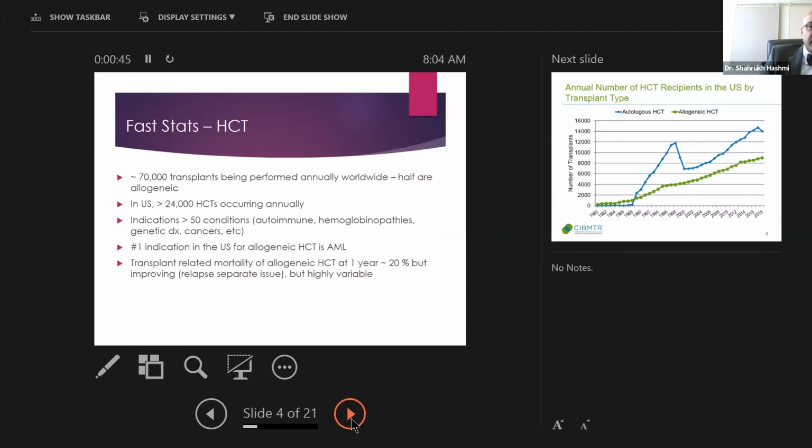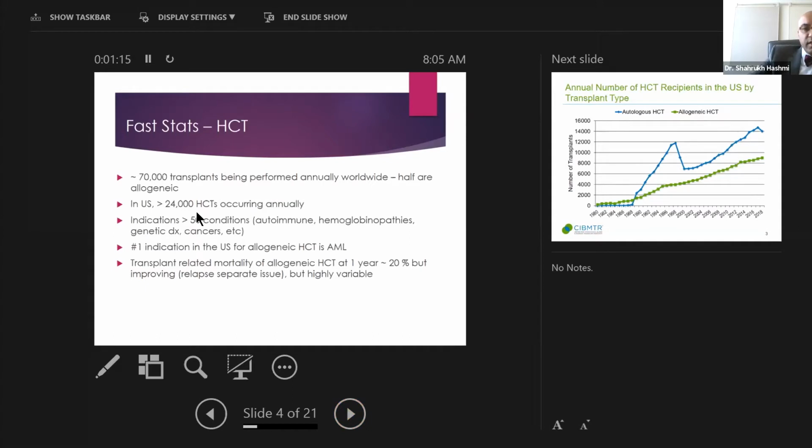So a few quick statistics on allos and autos. Currently in the world, 70,000 hematopoietic stem cell transplants happen annually. About half of these are allogeneic, and as you know, in developing countries, allogeneic are the predominant transplants, unlike the US and Europe, where autologous transplants are the biggest chunk.